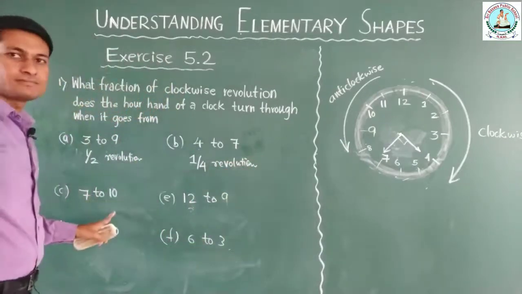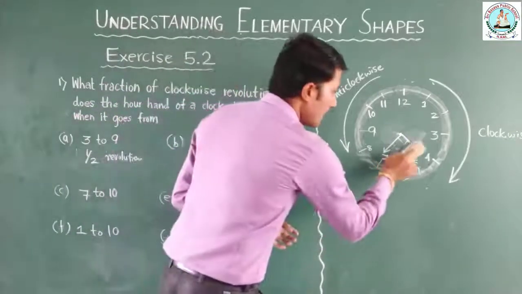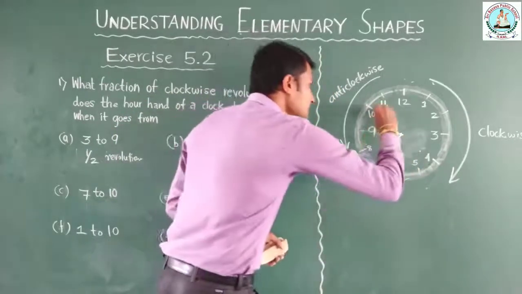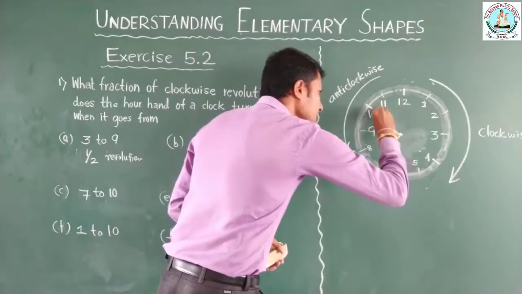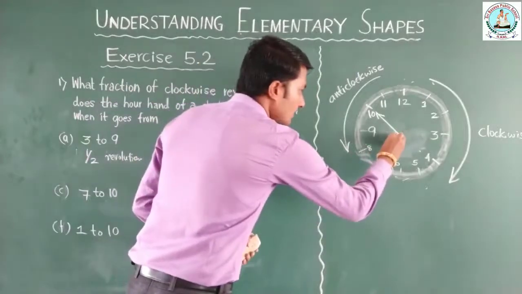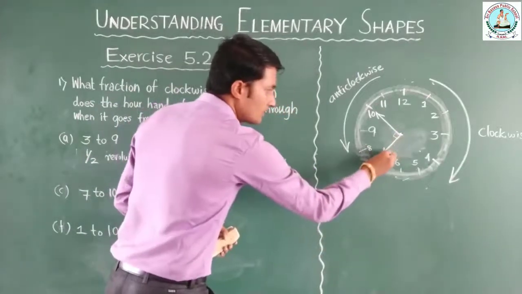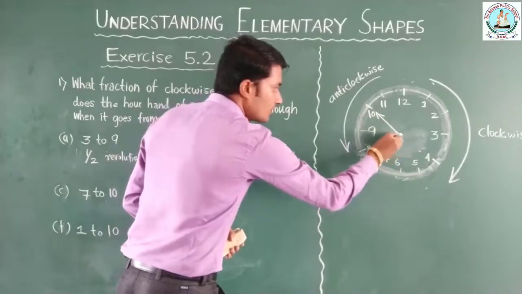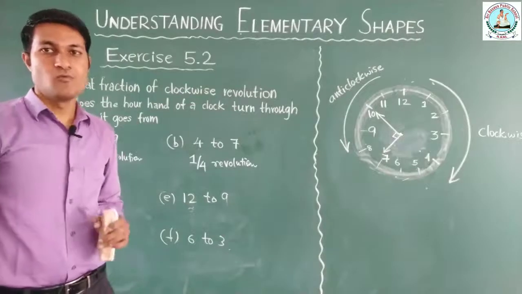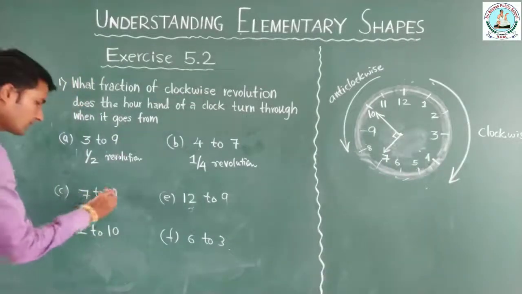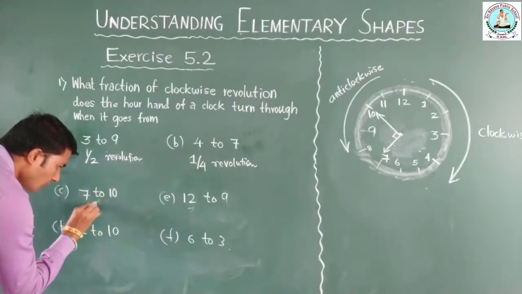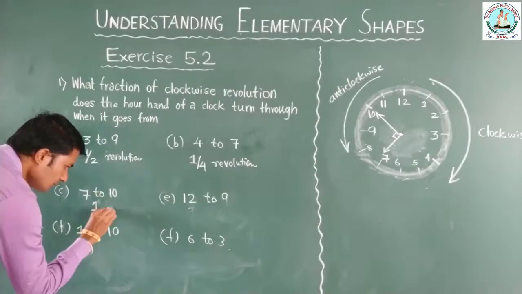Next, 7 to 10. So your starting point is 7 and your end point is 10. Okay. So this is your end point. See the angle? What angle has it covered? It has covered 90 degrees, from this point to this point to this. So 90 degrees means it is only 1/4 of the revolution. So 7 to 10, what fraction has it covered? It has covered 1/4 of the revolution.